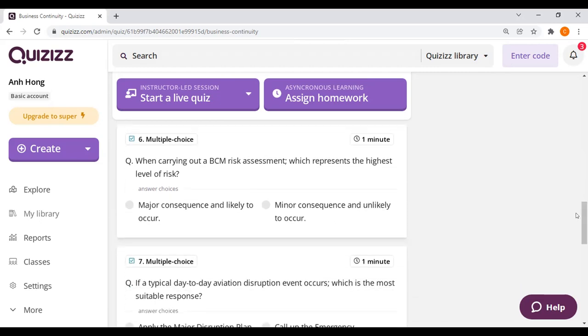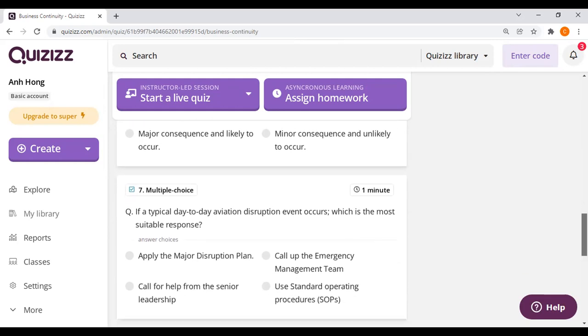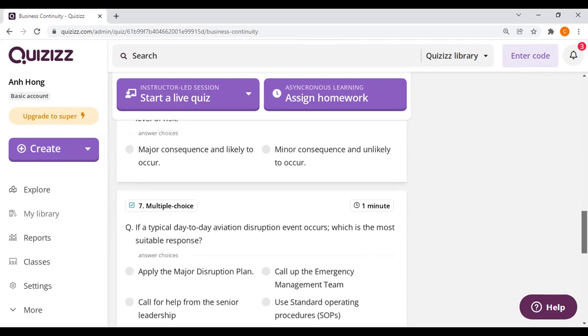When carrying out a business continuity risk assessment, which represents the highest level of risk? So I've only just touched on this, so hopefully most people will have got it. Is it a major consequence that's likely to occur, or is it a minor consequence that's unlikely to occur? So I think common sense should be enough.